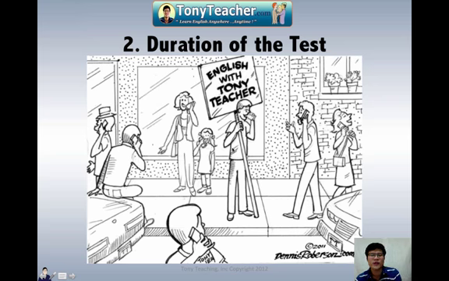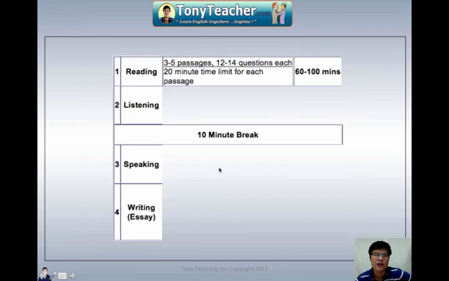Let's look at the duration of the test as well as the structure again, but a little more in depth. So reading. The reading section, you get either 3 to 5 passages. And each passage has 12 to 14 questions each. So each passage, so one passage is 20 minutes. Okay? You have a 20-minute time limit for each passage. Therefore, you have 60 to 100 minutes for this section.